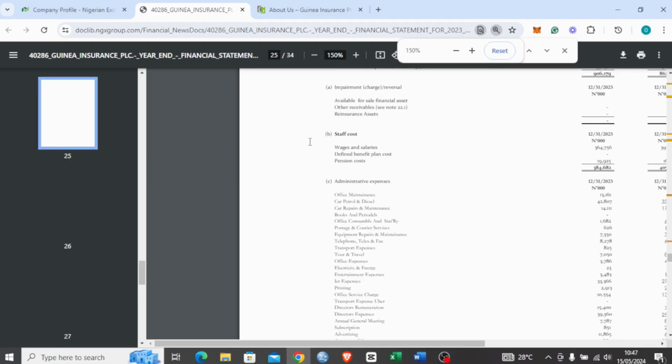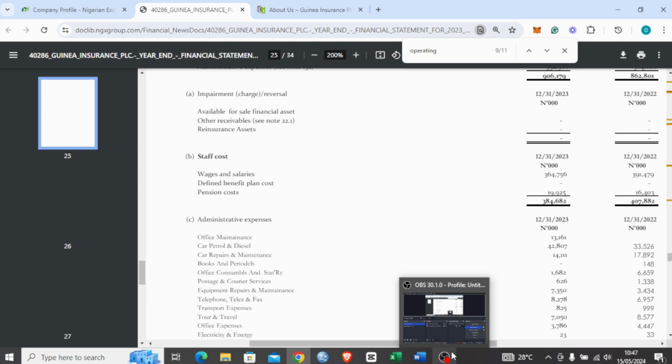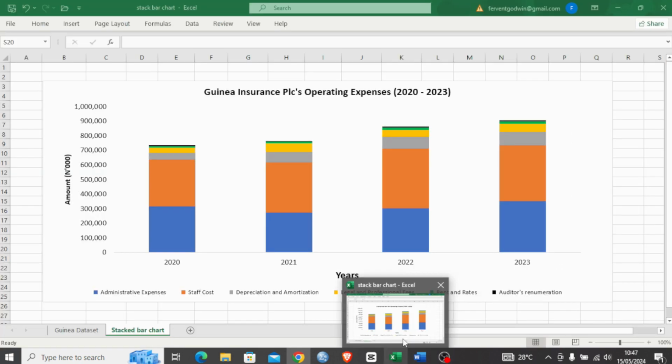Let me give a closer zoom so you will get a closer view. Okay, let me give a more closer zoom. All right, I think this is close enough now.